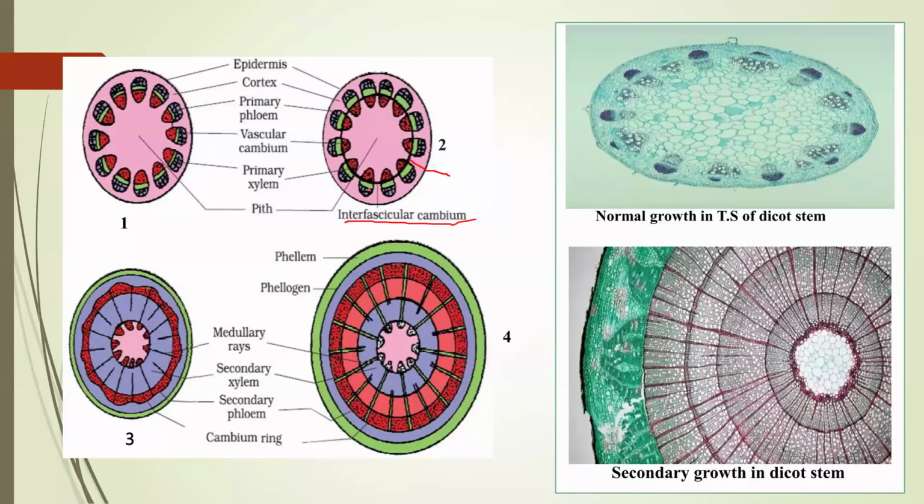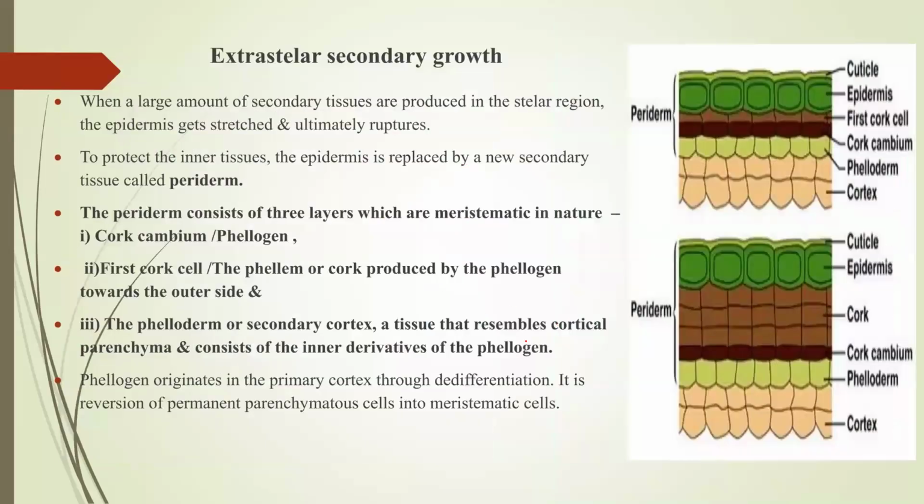The intervascular cambium in between the vascular bundles forms meristematic tissue, and they join to produce the secondary xylem towards the inside and secondary phloem towards the outside. When we compare, it produces more secondary xylem and less secondary phloem. So this is the stellar secondary growth.